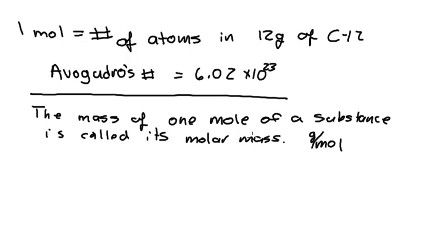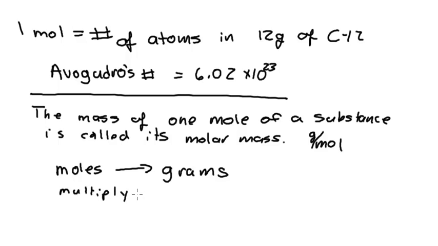Because what's going to be important in chemical reactions is not how many grams you have, but how many moles you have, the number of atoms that you have. So if you have the number of moles and you want to get to grams, to go from moles to grams, you multiply the number of moles by the molar mass.